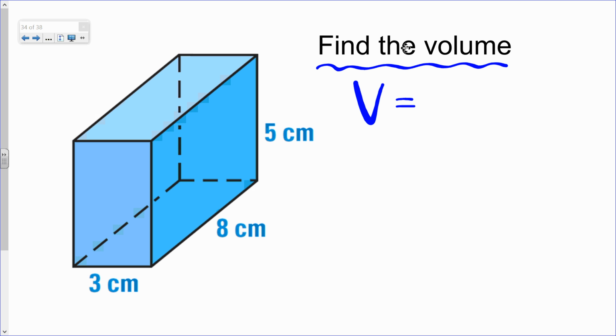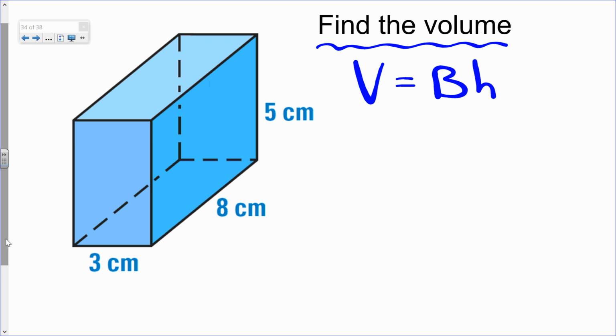Right. Use the one for the general prisms. So that's for all prisms, the one underneath it. Let's use that one. So it says capital B times the height. Remember what capital B means from warm-up? Area of a base.